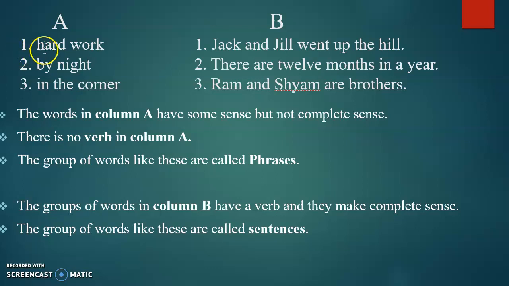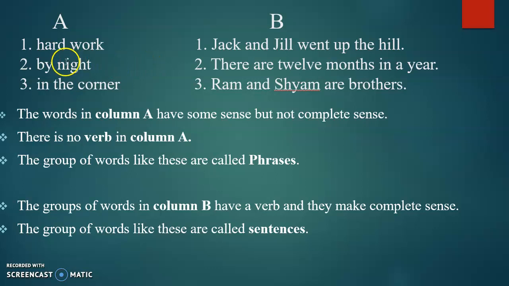Students, look very carefully on the screen. You can see two columns are given on the screen, column A and column B. In column A, many groups of words are given here, and in column B also many groups of words are given here. Students, can you guess what is the difference between column A and column B?